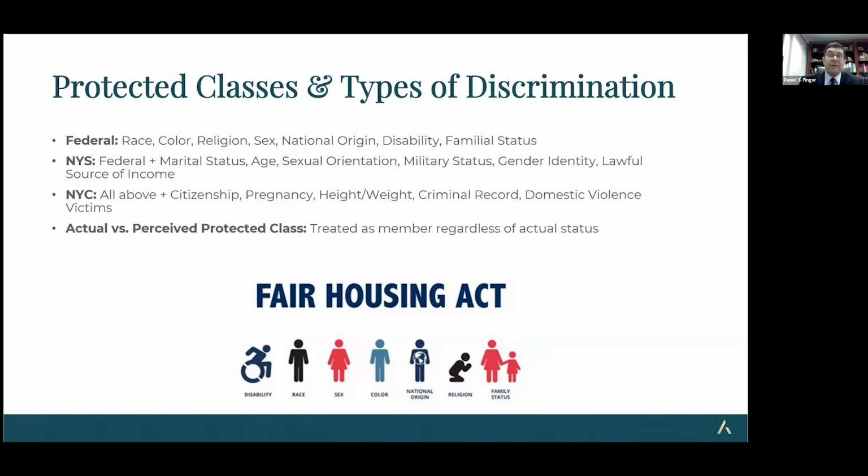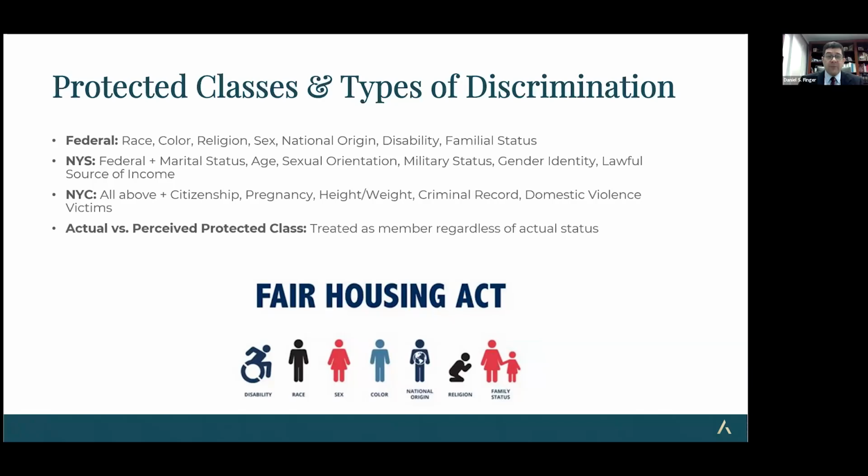So those are the protected classes. The types of discrimination: you have actual discrimination and perceived. Actual means the person is actually in that protected class. Perceived means that whether or not they're in that protected class, if you think they are and you discriminate against them based on your thought that they're in that protected class, that's still discrimination. It's not a defense that they weren't in that class.